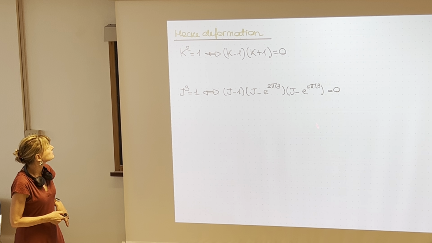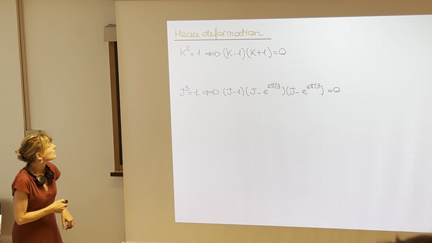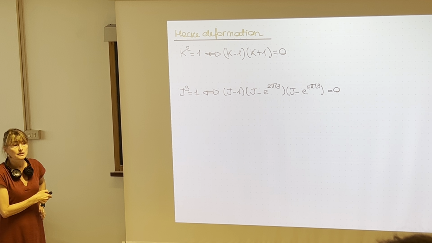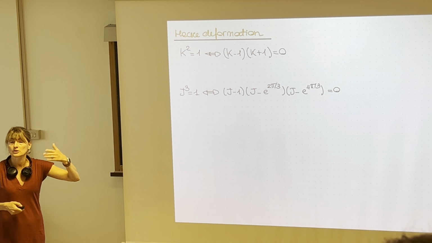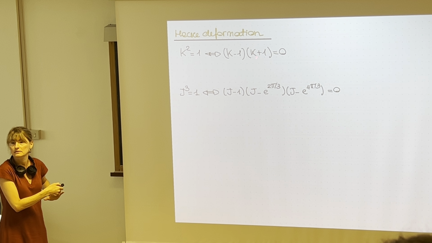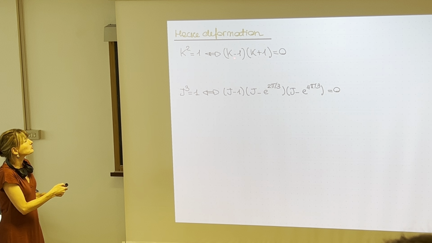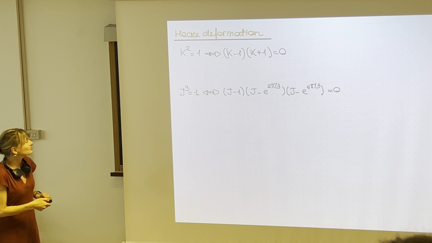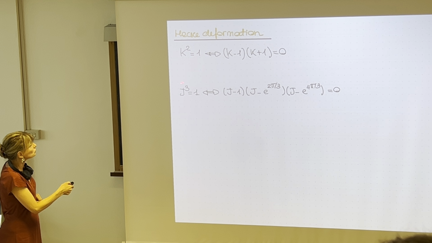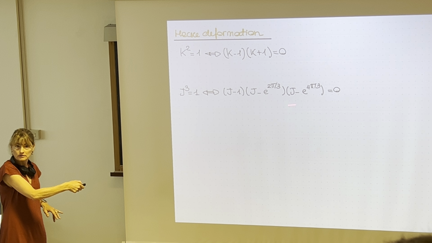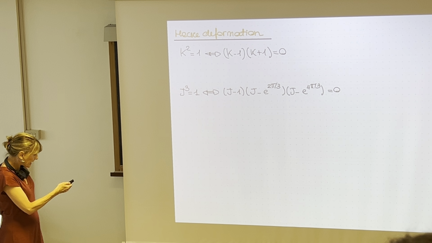And now I want to tell you what is a Hecke deformation. So in two cases, okay? In the first case, the relation that each of the generators squared is equal to 1 is the same as saying, I hope I don't have to explain this, that the product of (k minus 1) times (k plus 1) is 0. And in the second case, the cube of a generator is equal to 1, and this is also equivalent to a product relation. So what is a Hecke deformation?